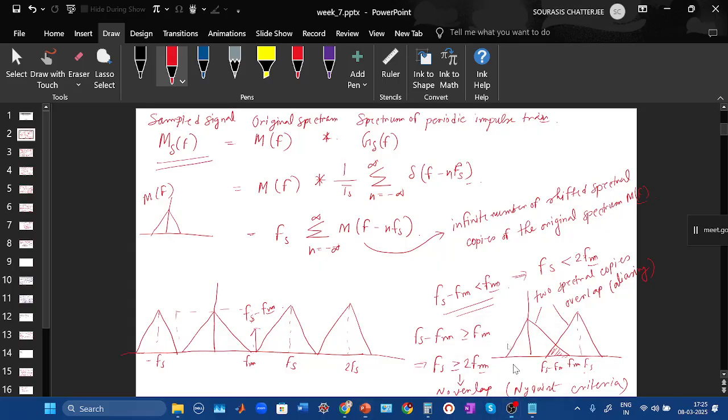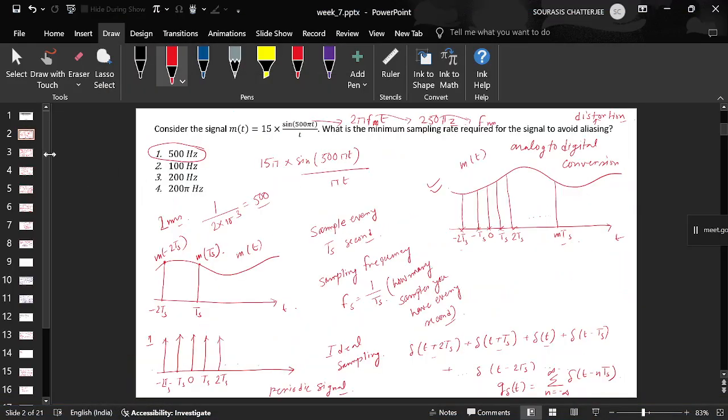So just let me go to the answer part here. Now you can clearly see what is the minimum sampling rate required for the signal to avoid aliasing. We will look at the signal first. What is its maximum frequency component? It turns out to be 250 Hz. So from the Nyquist criteria, my sampling frequency needs to be at least greater than or equal to twice the maximum frequency component of the message signal. The maximum frequency component is 250 Hz, so I need twice of that, that is 500 Hz, as my minimum sampling rate.